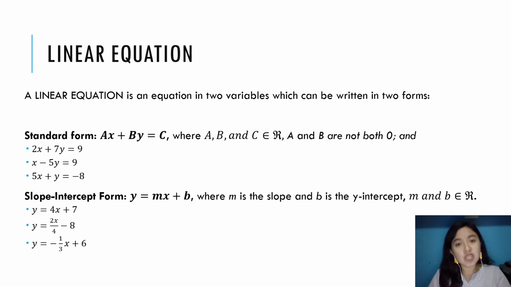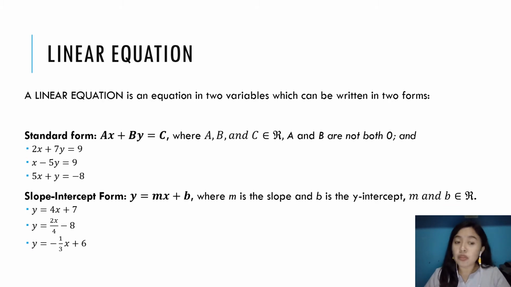Okay. For the next form, we have the slope-intercept form or the y is equal to mx plus b form, where m is the slope and b is the y-intercept. M and b should also both be elements of real numbers. So, for example, we have y is equal to 4x plus 7, y is equal to 2x over 4 minus 8, and y is equal to negative 1/3 x plus 6.